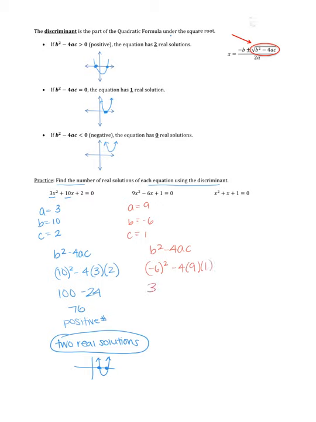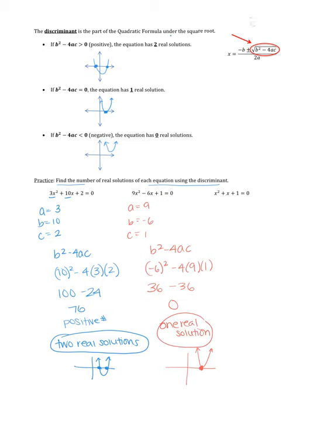Evaluating, we have 36 minus 4 times 9 times 1, which is 36, and that would equal 0. Because the answer to our discriminant is equal to 0, the equation would have 1 real solution, and so we would say 1 real solution as our answer.